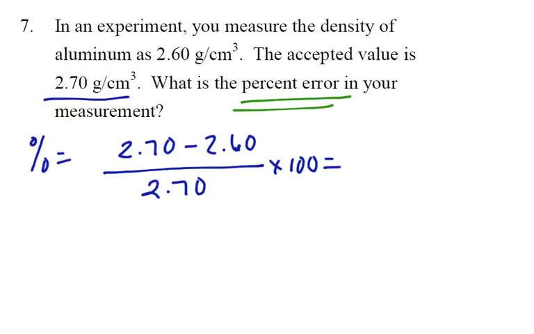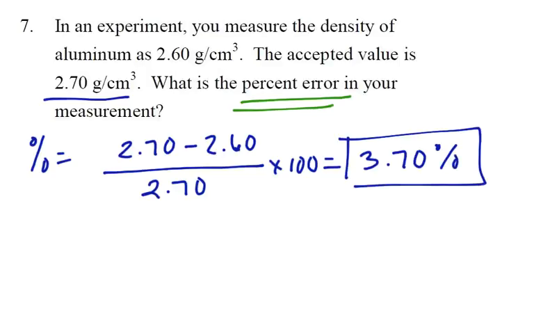And when I work this problem out, I get something like 3.70%. That's my percent error. Now, I saw a lot of people, all they wrote was 3.7%. But if this has three digits and this has 3 digits, then my answer really ought to have 3 digits. So we should make it 3.70. We'll go into that more.